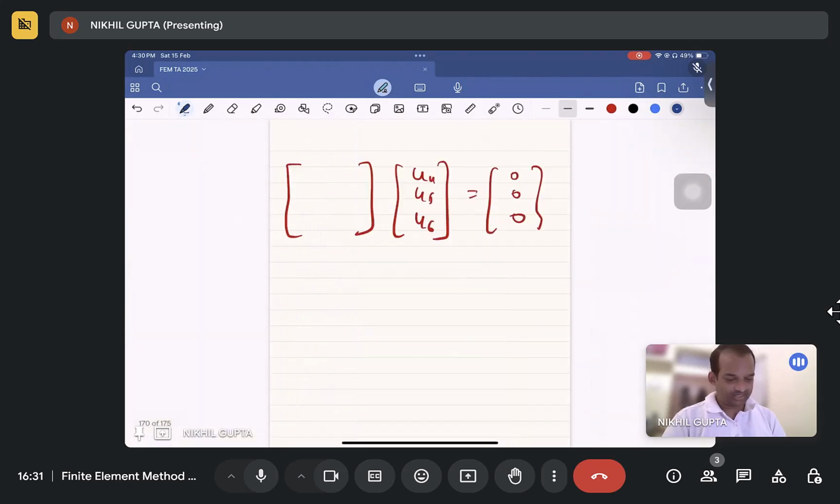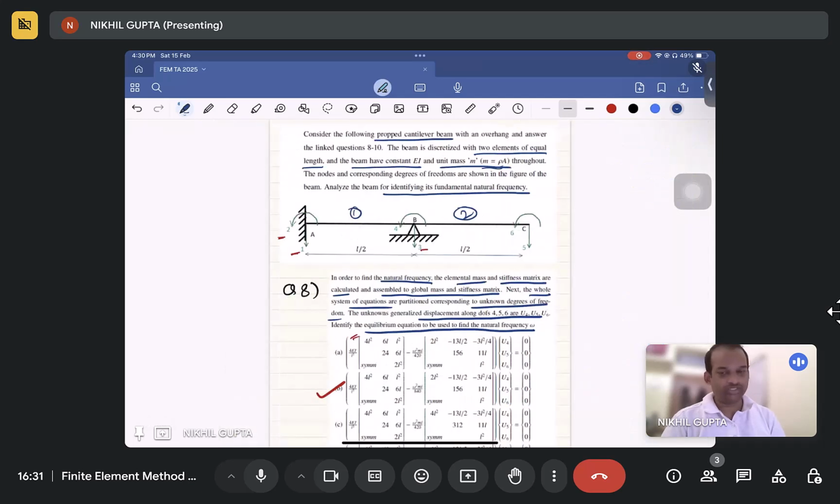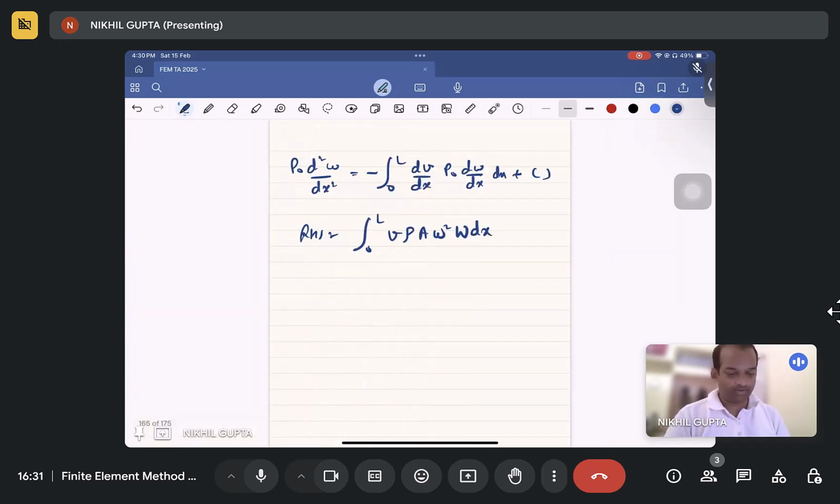This last question I haven't solved, but the same question is given in your assignment. Either you can solve it also, or you can go for the problem given in the assignment.